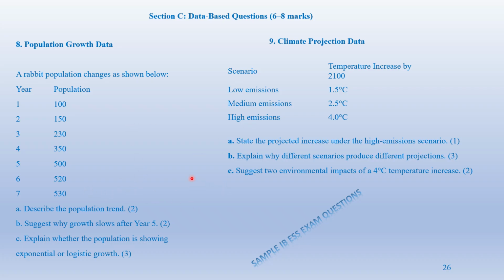When answering these questions, always refer directly to the data provided. Look for increases, decreases, correlations, anomalies, and possible environmental explanations. You may also be required to evaluate the reliability of a model, discuss uncertainties, or predict future outcomes based on the data. In ESS, strong responses combine accurate data interpretation with relevant environmental knowledge.